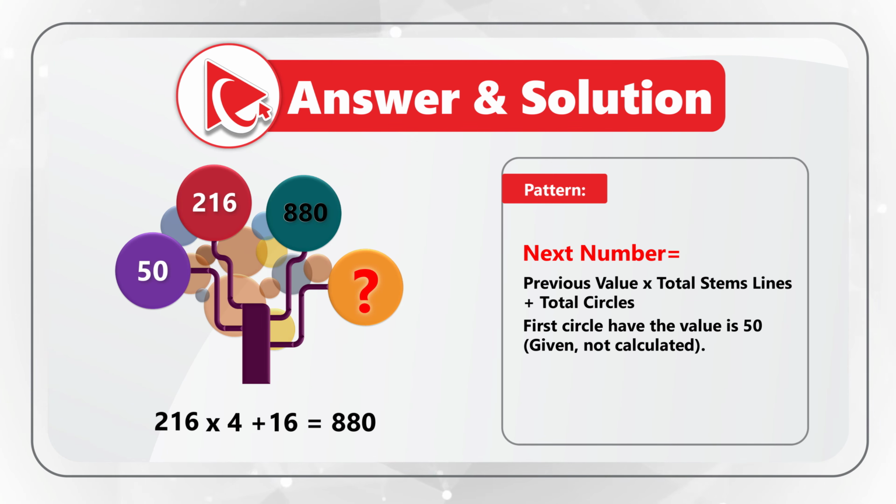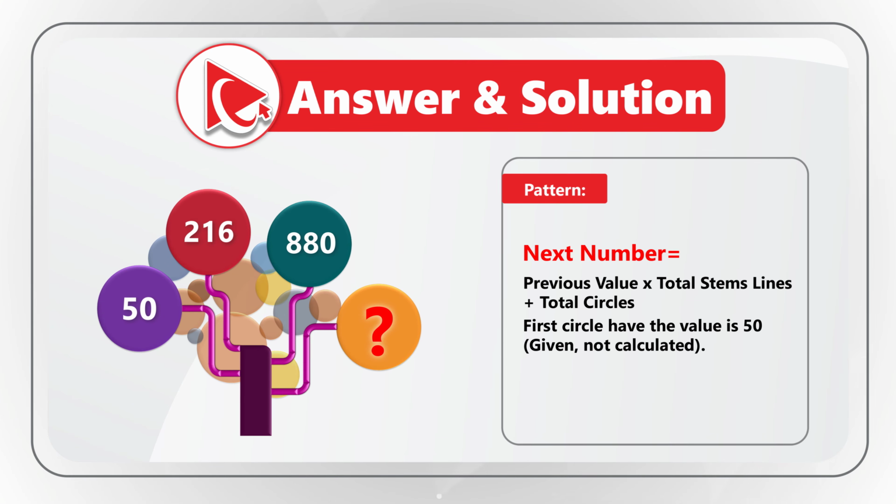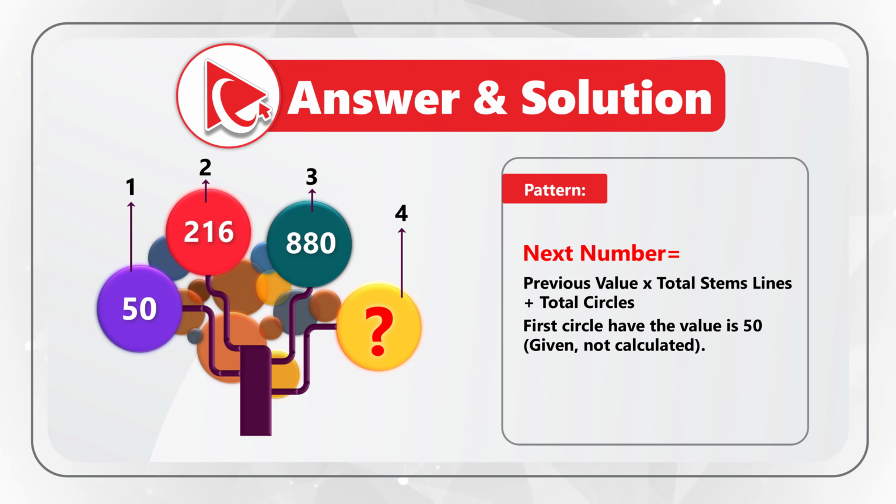Now you might be wondering what is 4 and where it came from and what is 16. The 4 is the number of stem lines in this structure. Let's count them. 1, 2, 3, and 4. And 16 is the total number of circles. If you count them, you see 4 circles on the forefront, the ones that have a number and the missing number. And then there are also 12 circles in the background.